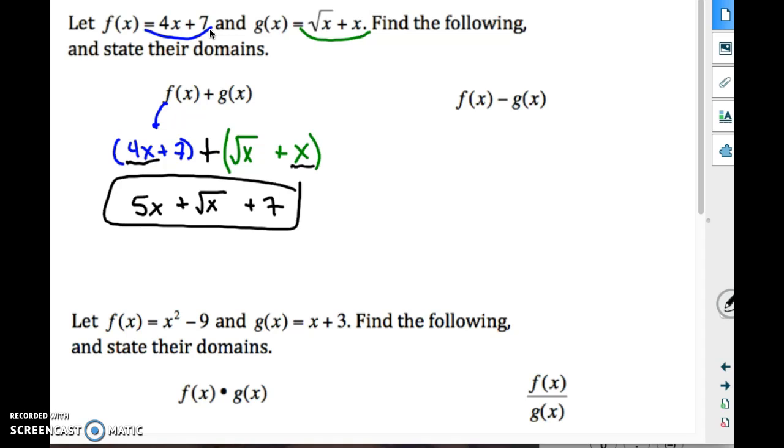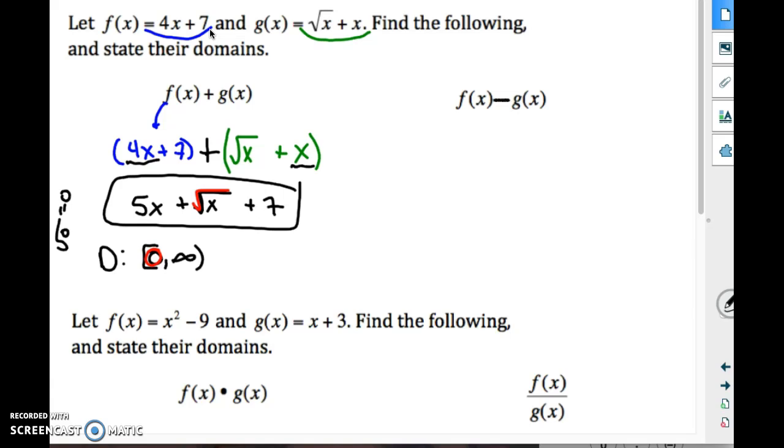For our domain, it is not going to be all real numbers because of the square root. Remember, we cannot put negative numbers into a square root. So x could be 0 because the square root of 0 is 0, but x couldn't be anything smaller than 0. So our domain is going to be a closed bracket, starts at 0, and goes all the way to positive infinity. So square roots have a domain that starts with 0.